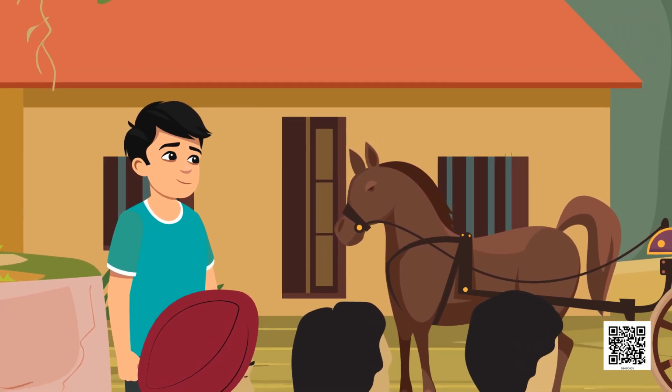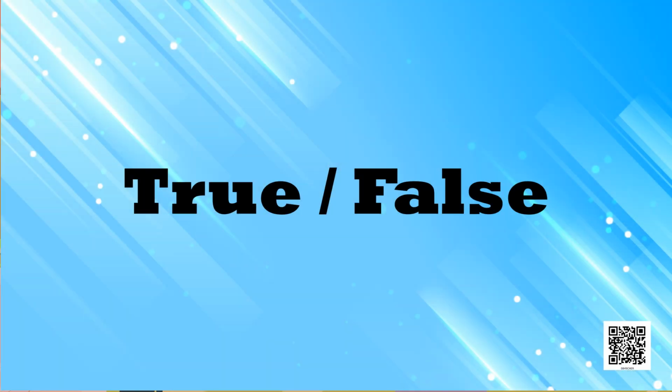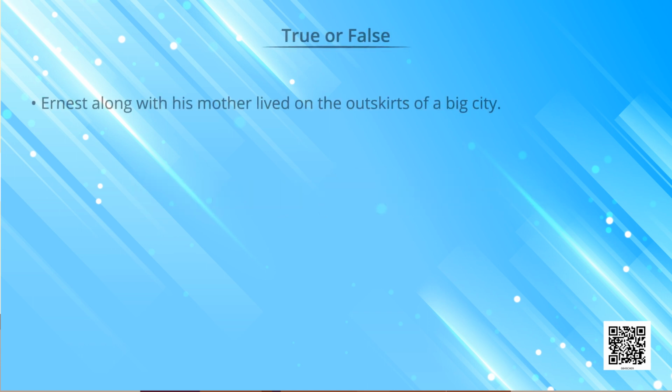I hope you have understood the text read so far. Based on your understanding, let's try to attempt certain true and false. Here we go. The first one is, Ernest along with his mother lived on the outskirts of a big city. True or false? It's false. He used to live in a valley.